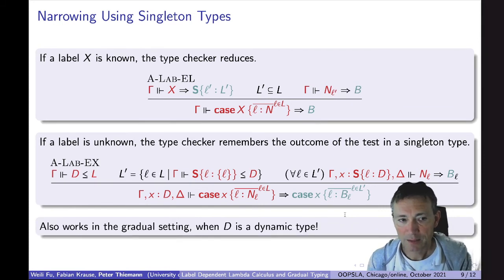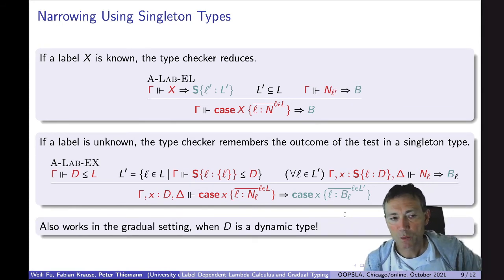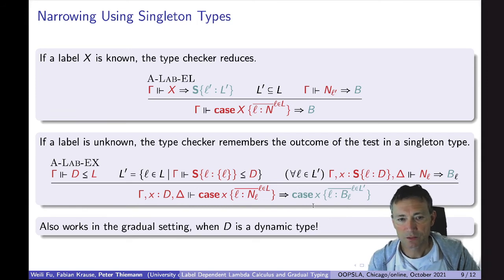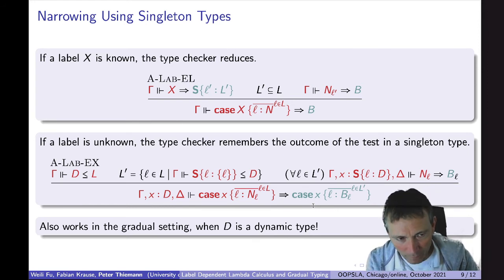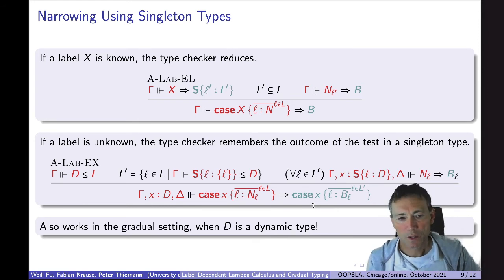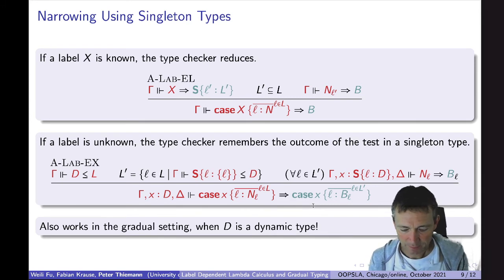And remarkably, the same approach also works in the gradual setting. So the rule that I'm showing you here is for LDLC, but the same rule with one tiny change here also works in the gradual setting. And there are some really interesting technical details behind this, but no time.